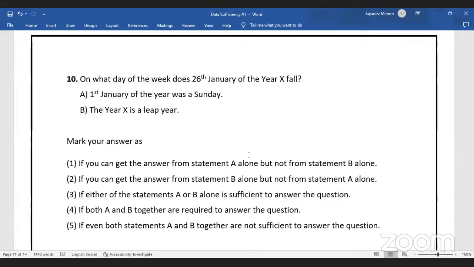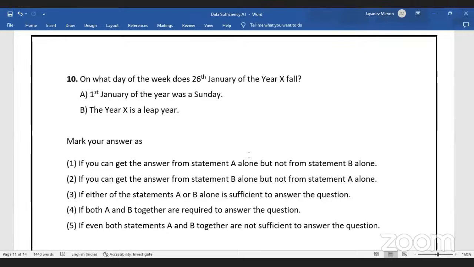So by using statement A alone, it is possible to answer the question. Now statement B, the year X is a leap year. That statement is not required. Because if we know 1st January, we can say which day is 26th January. Because the leap year concept is coming only in February.